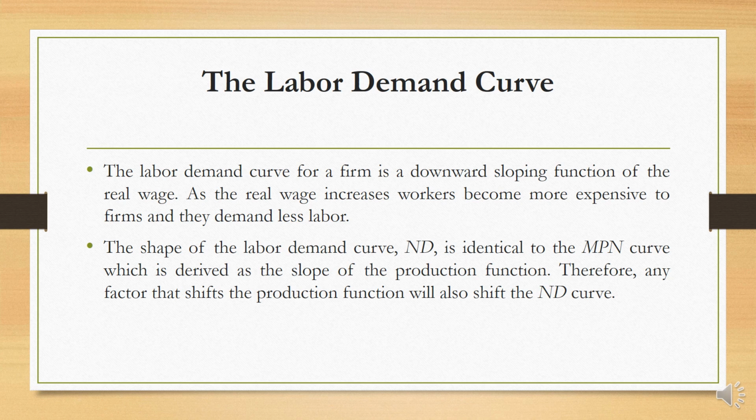The shape of the labor demand curve, as I already explained, ND, is identical to the MPN curve, which is derived as the slope of the production function. Therefore, any factor that shifts the production function will also shift the ND curve.